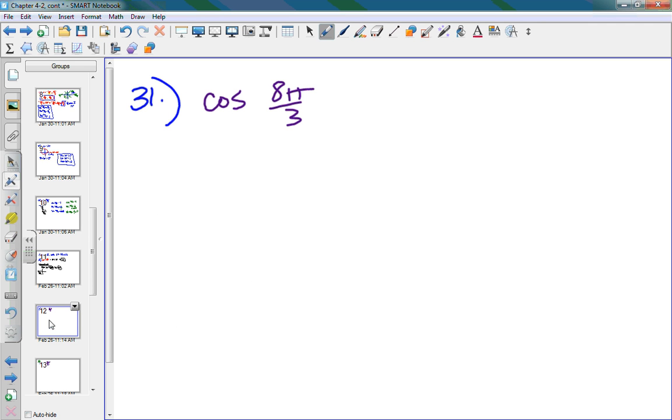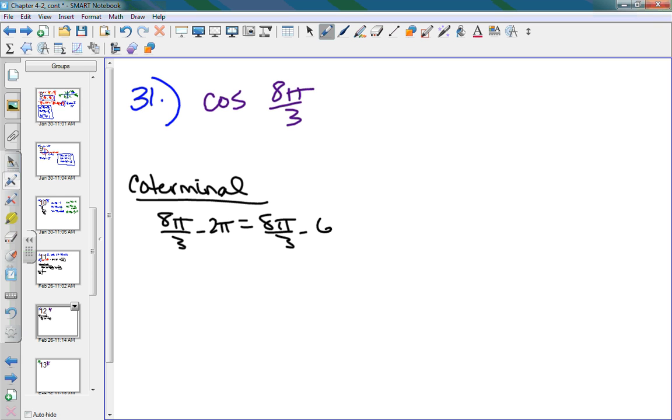The cosine of 8 pi over 3. Well, how many pi's with the denominator 3 are in 2 pi? Well, 2 times 3 is 6, so 6 pi over 3 is going to give me 2 pi. Well, is 8 pi over 3 over 6 pi over 3? Yes, so I know it's not on my unit circle. We understand that. So what do I have to do? Find the coterminal. So the coterminal is going to be 8 pi over 3 minus 2 pi, which is going to be 8 pi over 3 minus 6 pi over 3.